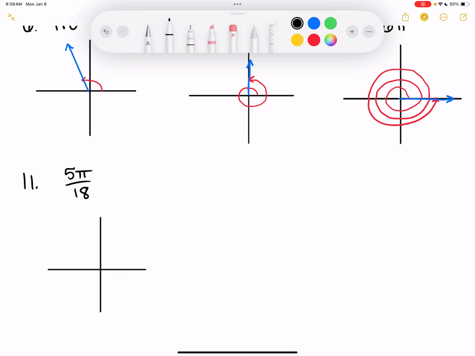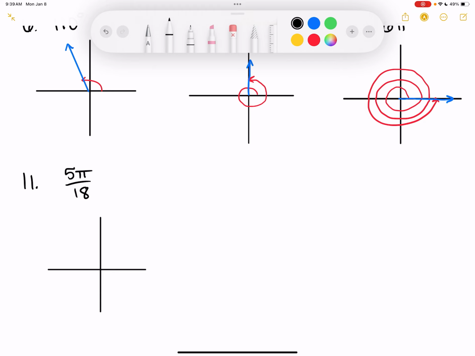Okay, so the pi over 6's, there's 1 pi over 6, 2 pi over 6, 3 pi over 6, 4 pi over 6, 5 pi over 6, 6 pi over 6. Okay, so there's 6 sections. So if I have something over 18, how many sections am I going to have on the top? 18, okay?